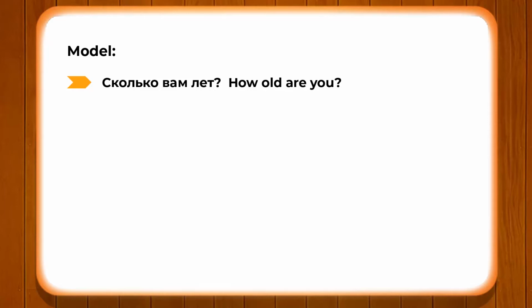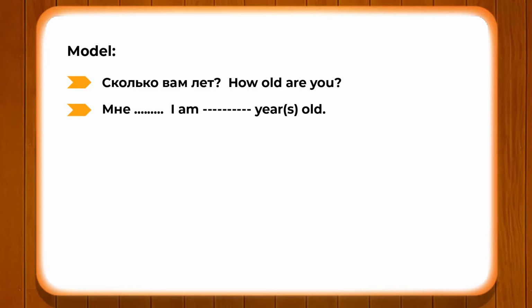Skolka vam let? How old are you? Suppose the person is 1 year old: mnie 1 god. If 2 years old, mnie 2 goda. 3 years old, mnie 3 goda. Mnie 4 goda. And if it is 5 years, then mnie 5 let. So the god changes into let. This is a very basic and important concept while we count, and you can use it as per your requirement. For example, 45 years old, 45 let. 21 years old, 21 god. If 33 years old, 33 goda.